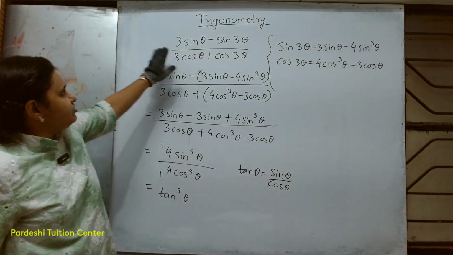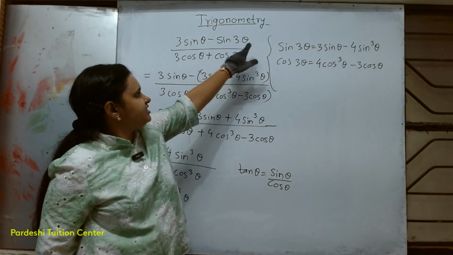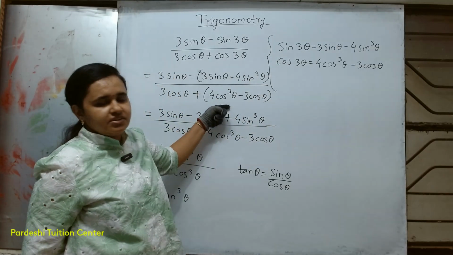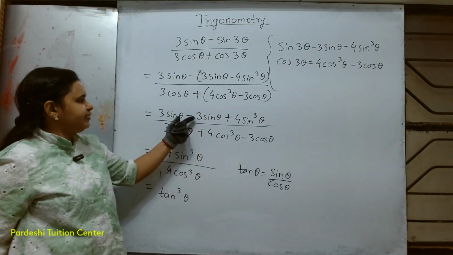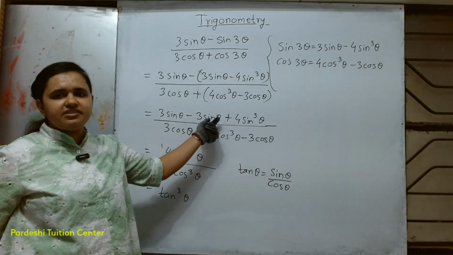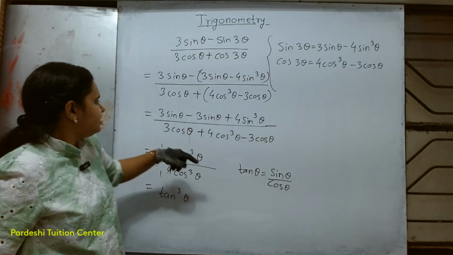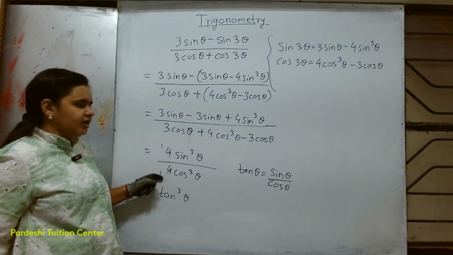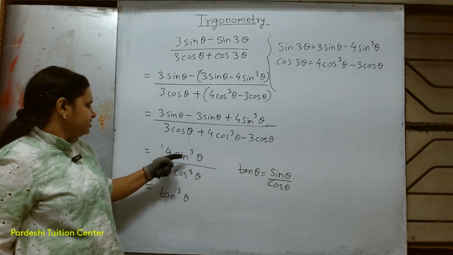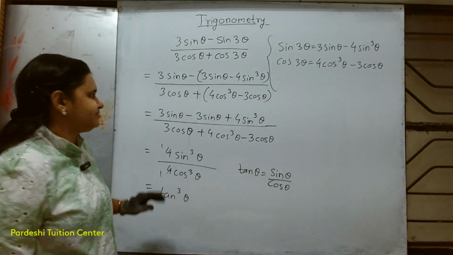Okay. We have just put in the values of the sin 3 theta and cos 3 theta formulas. Sin 3 theta was this one, cos 3 theta we have put in the values, and by solving, multiplying by minus then plus, 3 sin theta and 3 sin theta got cancelled, 3 cos theta got cancelled, and remaining was 4 sin cube theta upon 4 cos cube theta. Again 4 divided by 4 is 1, sin cube theta upon cos cube theta is tan cube theta. Okay.